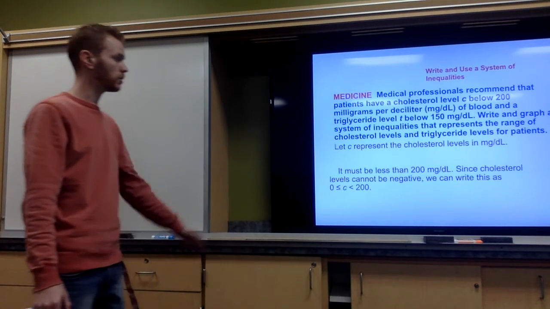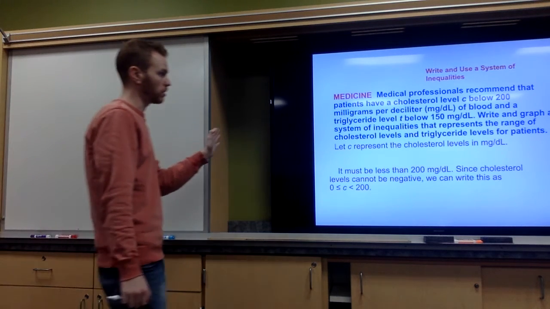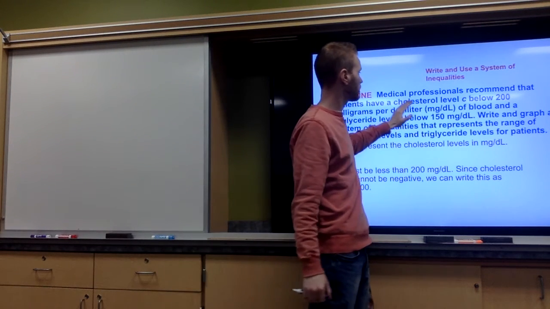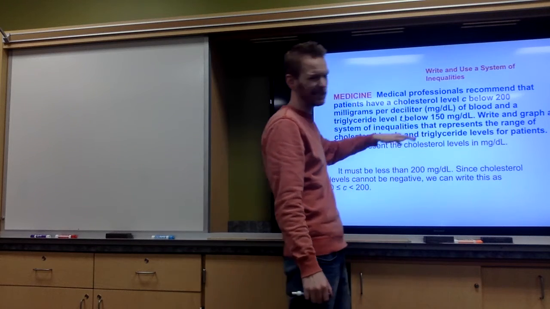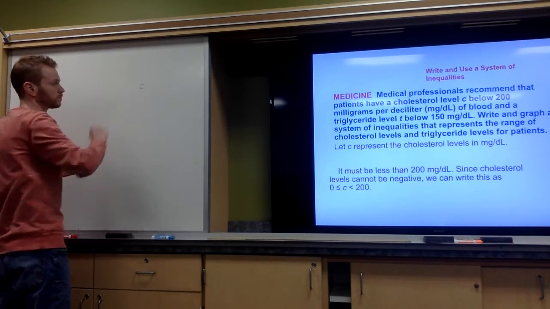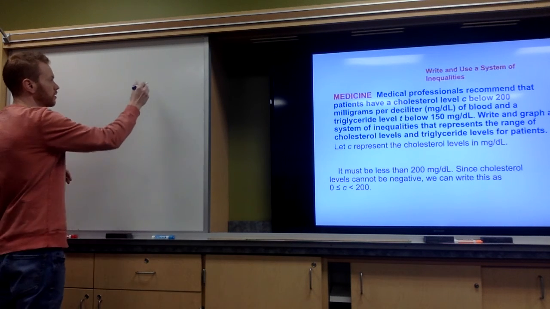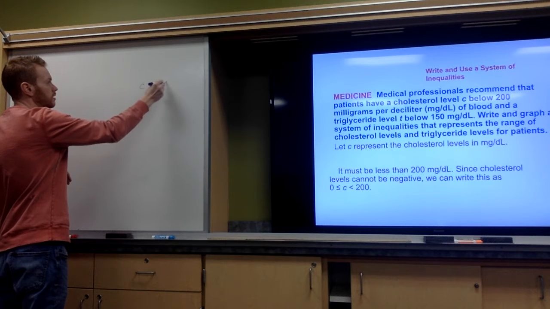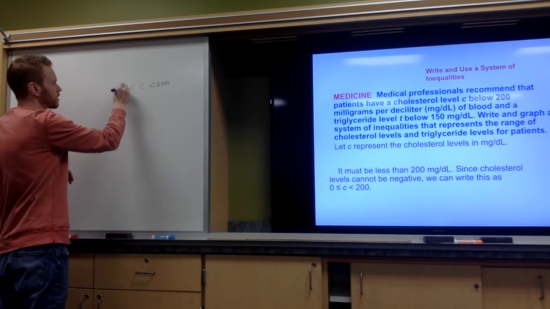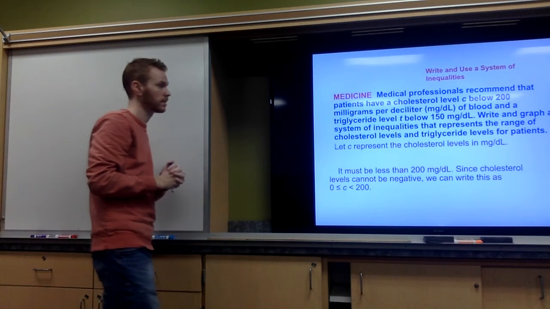Okay. Now they do give us some information here that we're going to use, and they also give me some variables I can use, C and T. That's nice. So cholesterol has to be below 200, so less than 200, but it has to be bigger than 0. It could be 0. You could have a 0 cholesterol level.